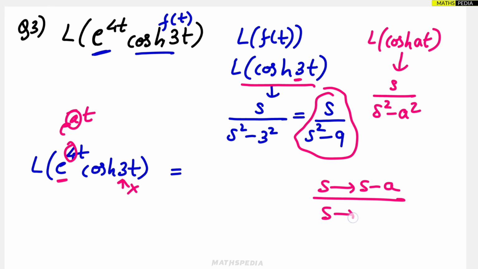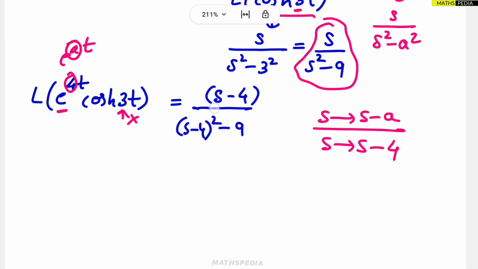So s has to be considered as what? S minus 4. So what will happen to the equation? S divided by s square minus 9 was there, but we should not take s. S is being considered as s minus 4, divided by s minus 4 whole square minus 9. So this is the formula we have got.